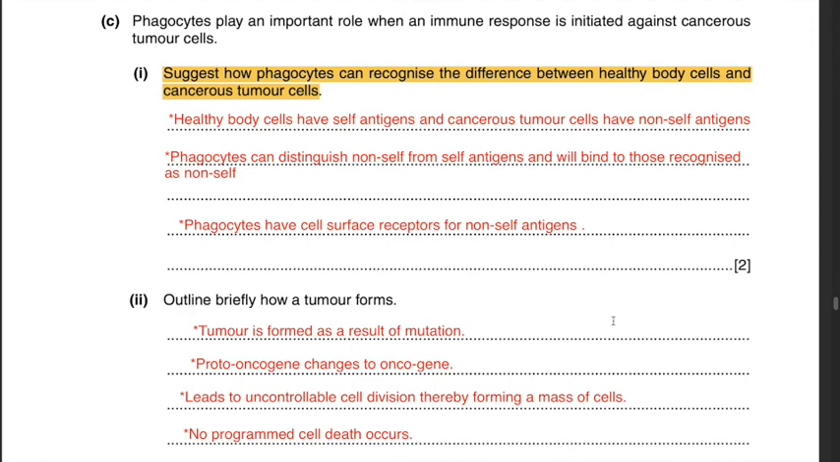And phagocytes have the ability to distinguish between non-self and self antigens and will bind only to those recognized as non-self. How do phagocytes recognize those as non-self? Well, they have cell surface receptors for non-self antigens. Hence, in order to recognize the difference between healthy body cells and cancerous tumor cells, you should mention the phagocytes have cell surface receptors for non-self antigens, as well as the healthy body cells having self antigens, whereas cancerous tumor cells having non-self antigens.